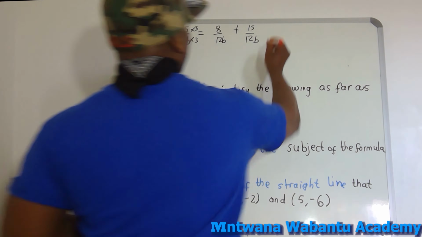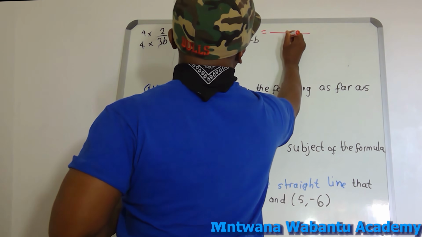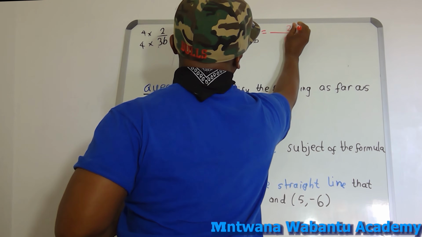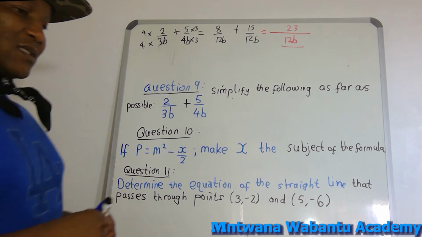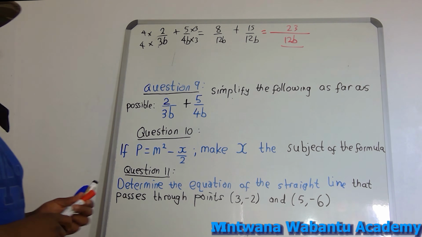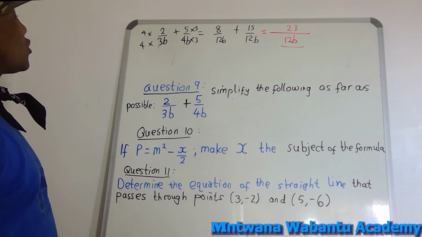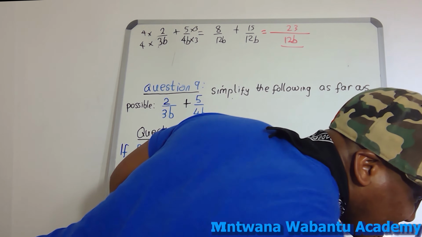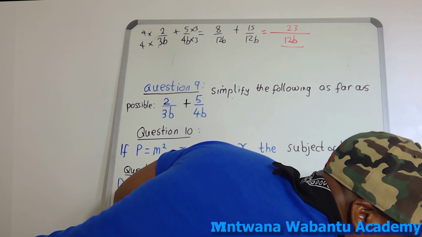So we can write only one denominator, which is 12b. And then 8 plus 15 equals 23. So this is going to be the final answer for this question: 23 over 12b. If you have this past paper here, you will see that's the final answer. Okay, now we go to the next question.